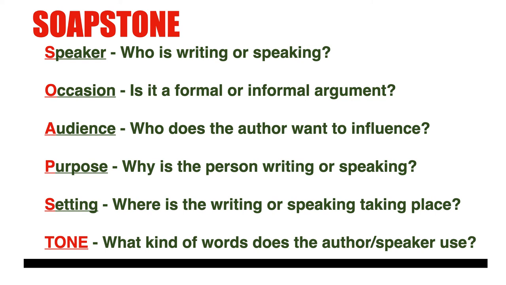When a speaker or author is putting an argument together, they consider these five soaps to determine the tone that they want to create. For example, if they're trying to create a lighthearted, humorous tone, they're going to choose words that fit with that. If they're trying to create a serious tone, then they would choose very different words than if they were trying to create a humorous argument. Knowing the speaker, occasion, audience, purpose, and setting helps determine the tone.